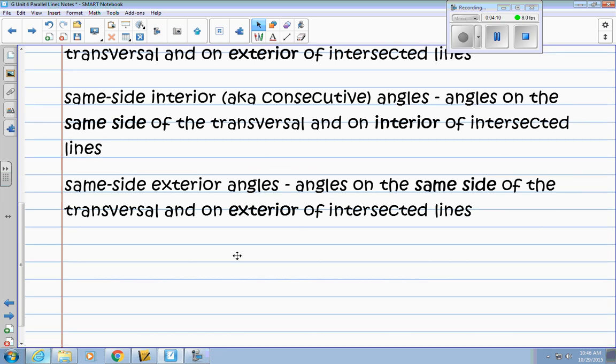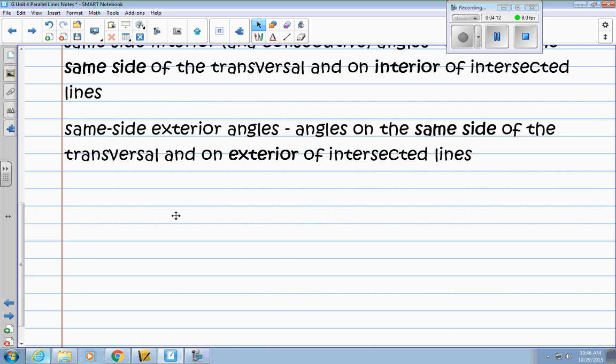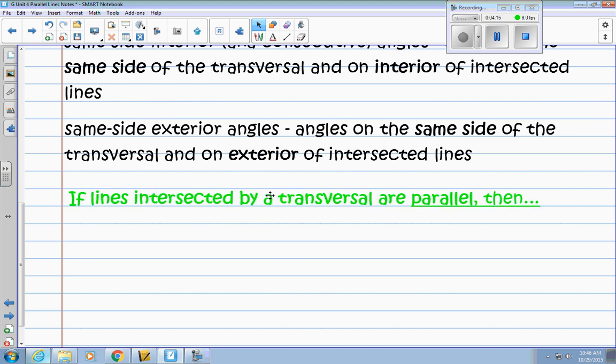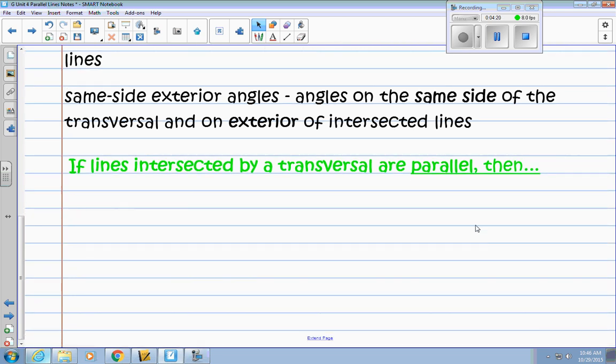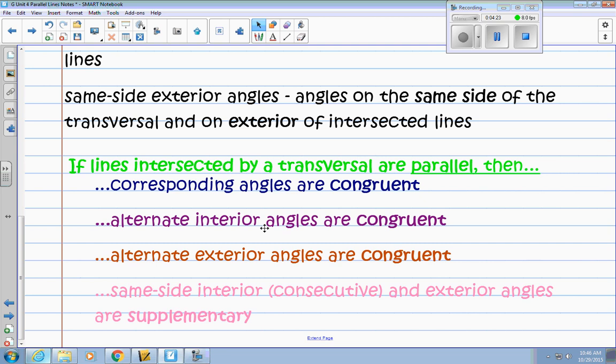So why is this important? This is really important when we talk about if the lines that are being intersected by the transversal are parallel. Once they're parallel, then we know 4 different things. We know that our corresponding angles are congruent, our alternate interior angles are congruent, our alternate exterior angles are congruent, and that the same side interior or consecutive angles and our exterior angles are supplementary. So same side angles are supplementary, all the other angles are congruent when the lines are parallel. That's very important to know.